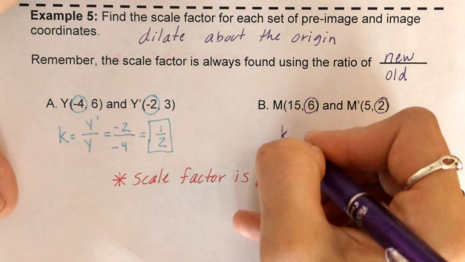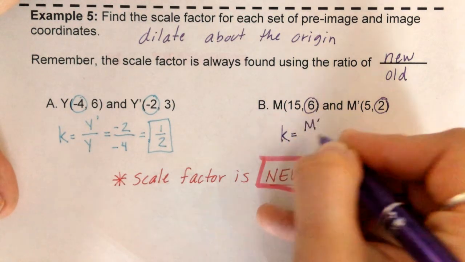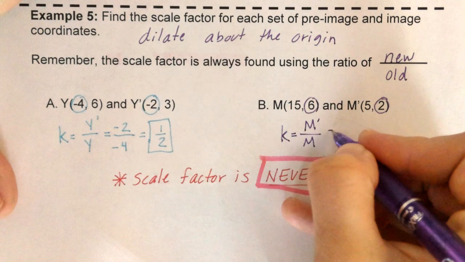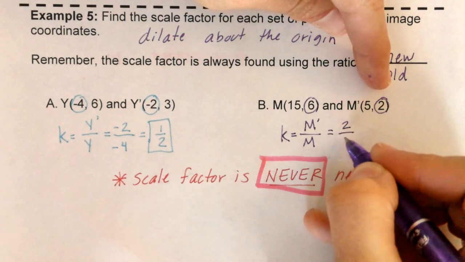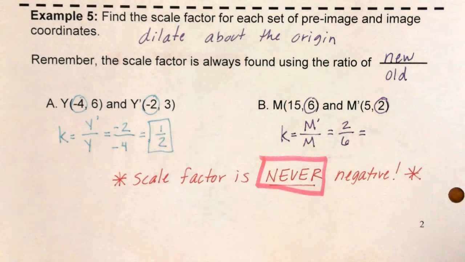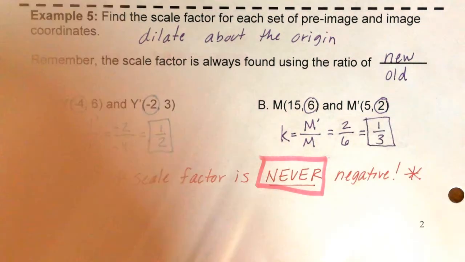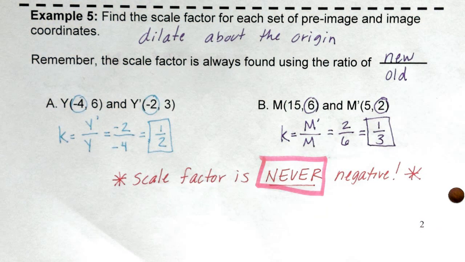So here, your scale factor, we have our new, which is the prime, over our old. And so we're going to have the 2 over the 6. Nice simplification here. Reduces down to the scale factor of 1/3. So there are your dilation notes.